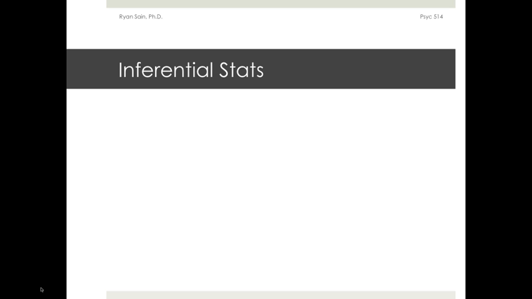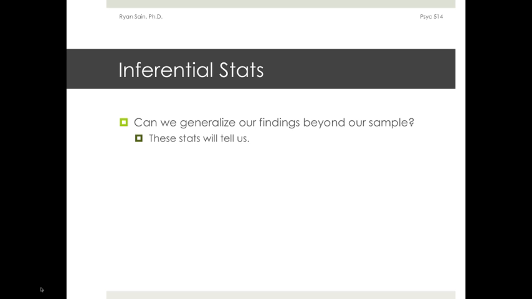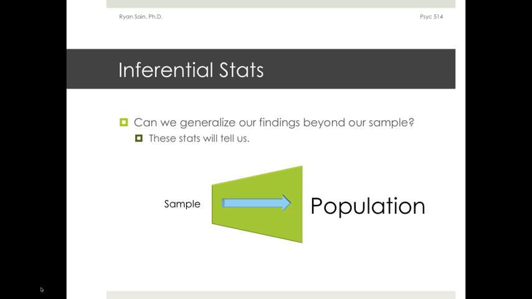Figure out what in the world does it mean. Quite simple. Can we generalize our findings beyond our sample? That's what we're making an inference, right? So we're going to infer from our sample to our population. Right? So the inferential statistics that we use will allow us to do this. And they'll tell us whether or not we can make this inference.